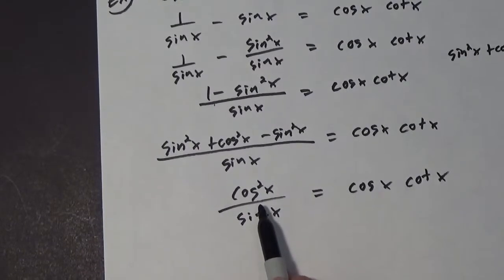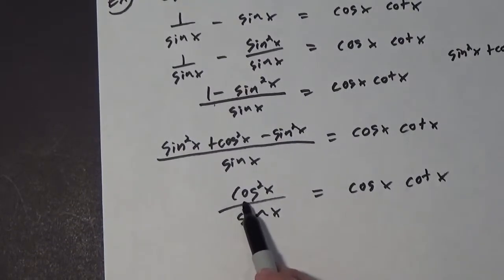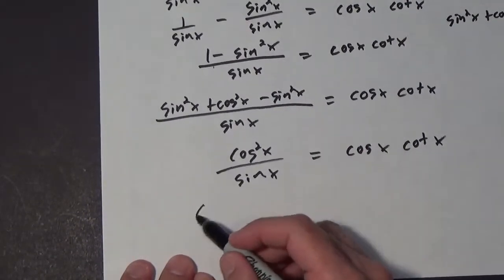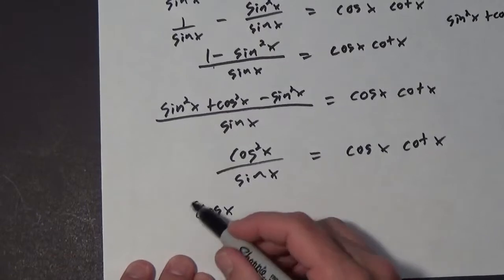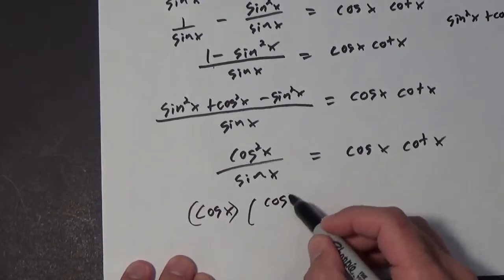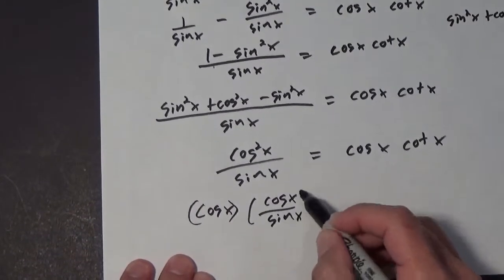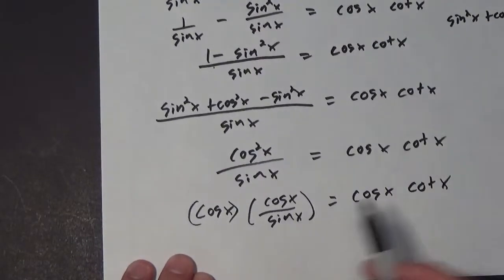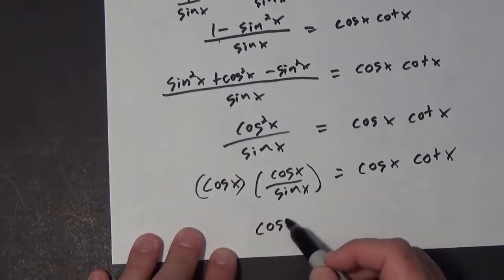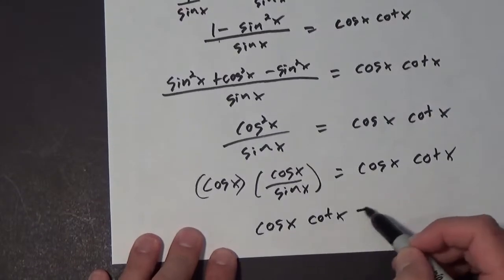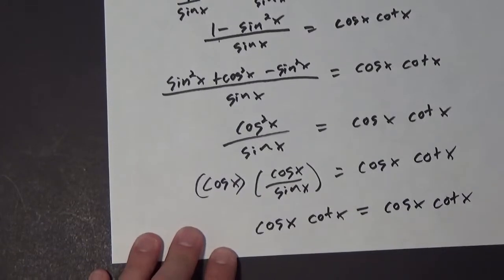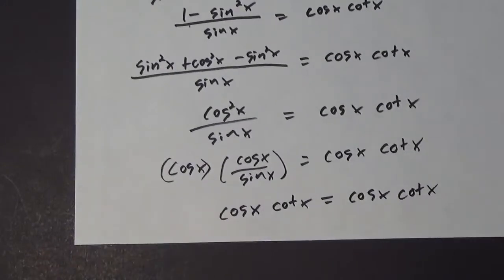Alrighty, so then I'm going to go ahead and split this cosine squared. And let's see, we need one cosine out. So we have the cosine of x times the cosine of x over the sine of x equals the cosine of x cotangent of x, and that is cotangent, so we get the cosine of x cotangent of x equals the cosine of x cotangent of x. And there we go.